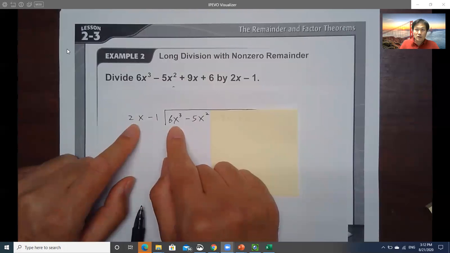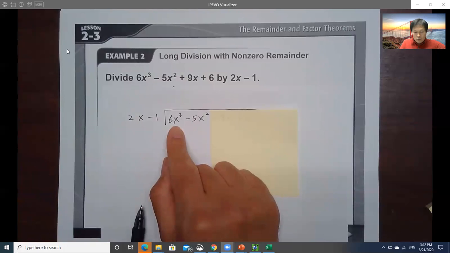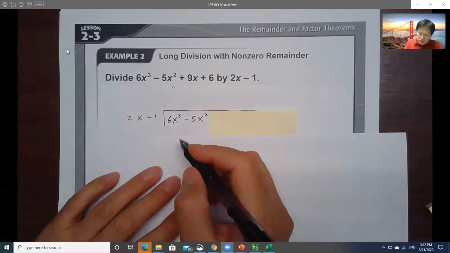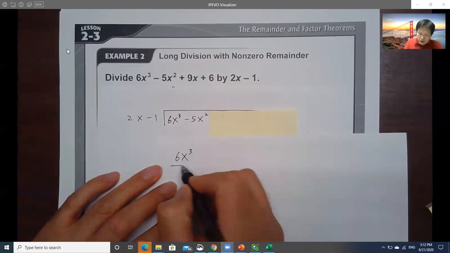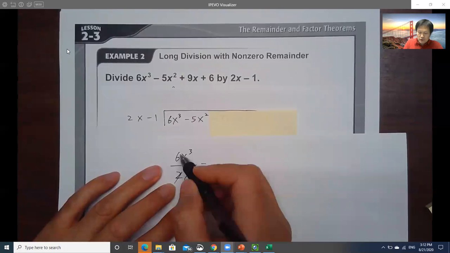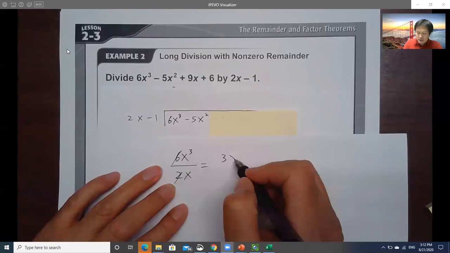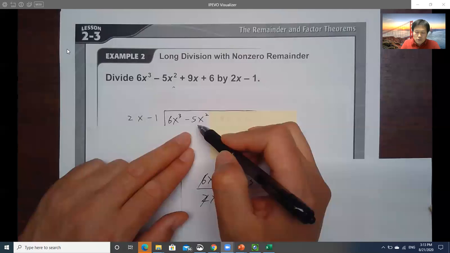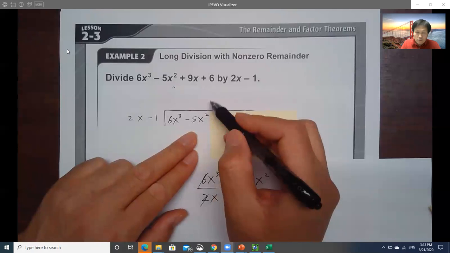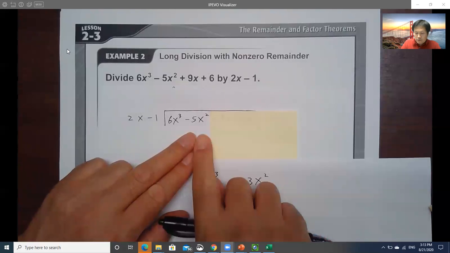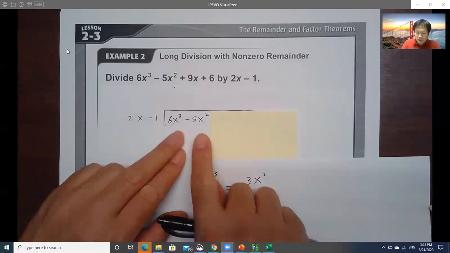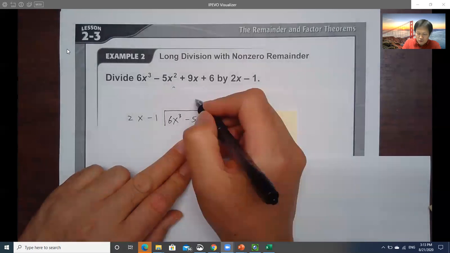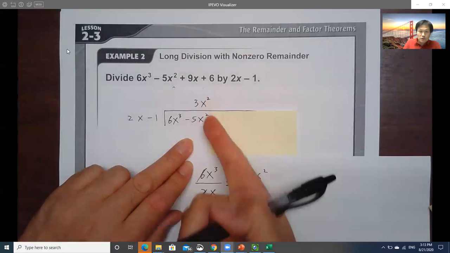Some of you say, well, I don't know. So what do I multiply to 2x to make a 6x cubic? You can do 6x cubic divided by 2x. Then 2 and 2 cancel out, x and x cancel out, so you get 3x squared. 3x squared is the one you need to write here. When you write, please write aligned. Just write 3x squared above x squared, so all x squared is lined up.